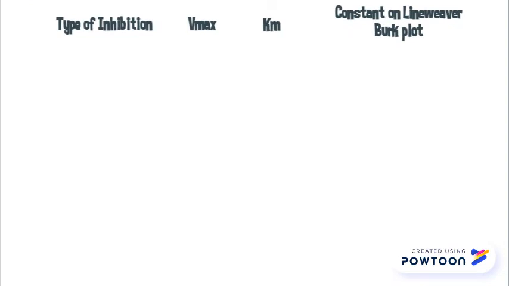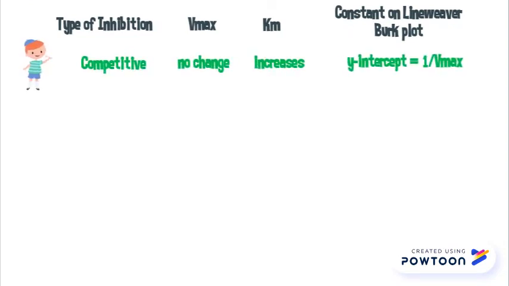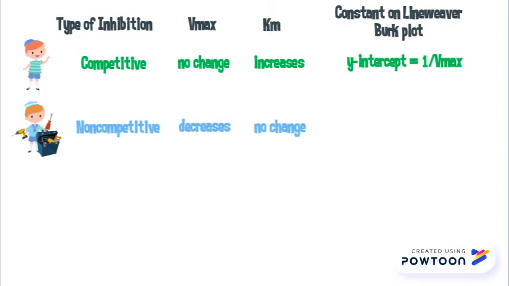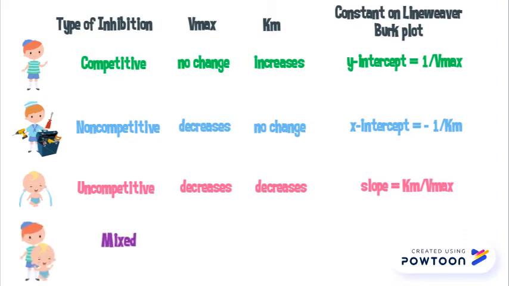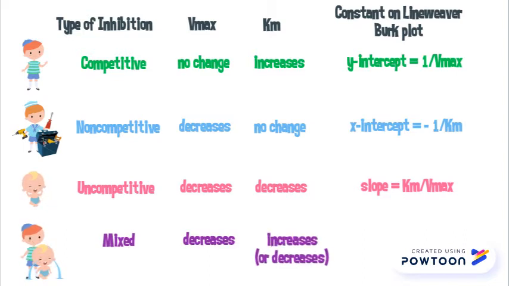So in summary, competitive inhibitors show no change in the Vmax and increase Km, resulting in the same y-intercept. Non-competitive inhibitors decrease Vmax with no change in Km, resulting in the same x-intercept. Uncompetitive inhibitors decrease both Vmax and Km in the same ratio, so the slope stays the same. Mixed inhibitors decrease Vmax and change Km, so nothing stays the same.